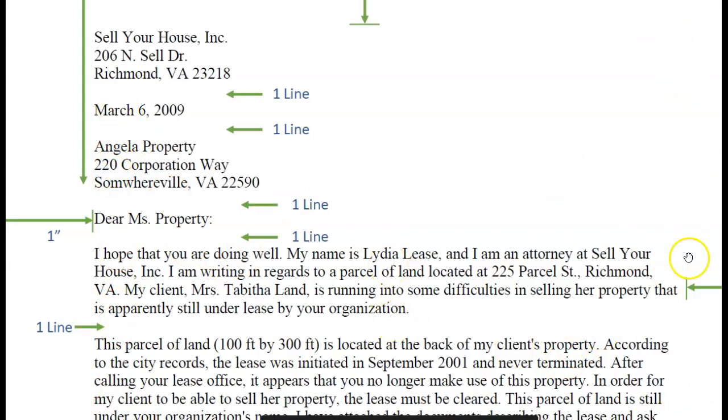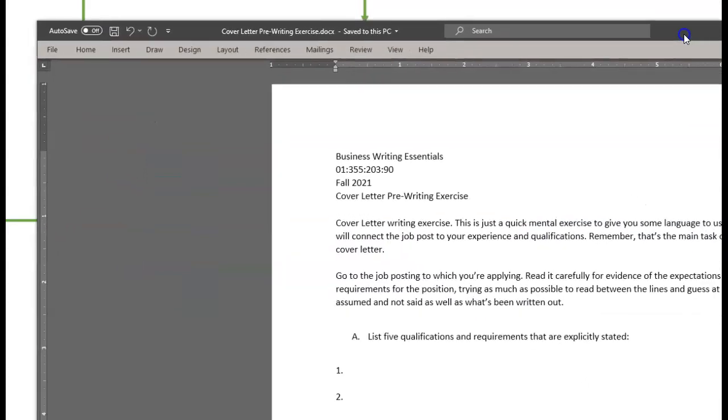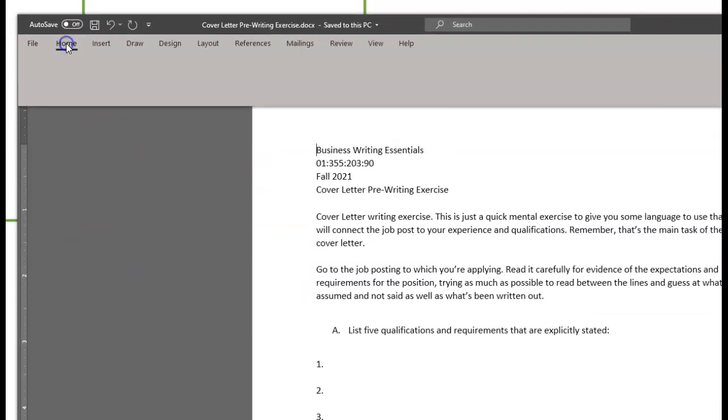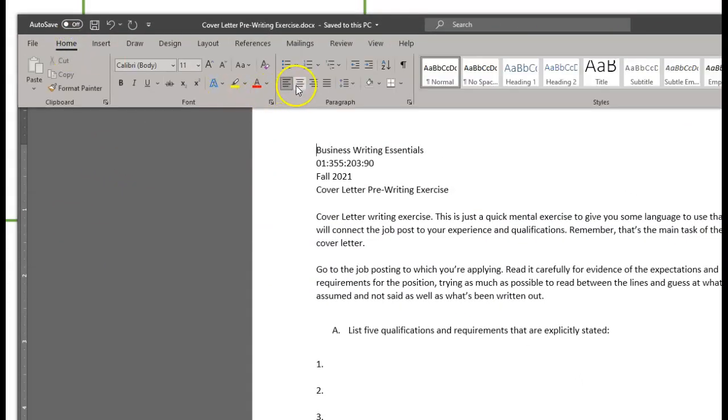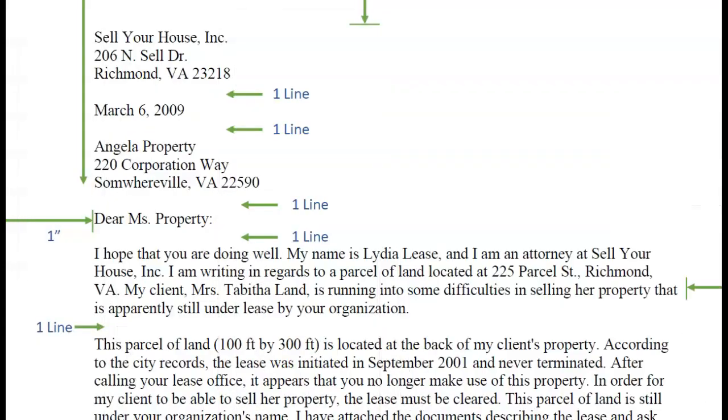If you want to experiment with justification, you can do so in Word, for instance, by going to the Home menu, and it's this toolbar here. Left justification is default and should be used for all business correspondence.